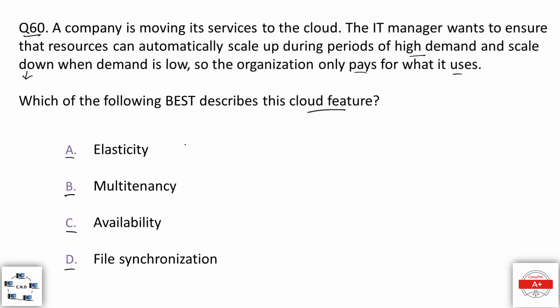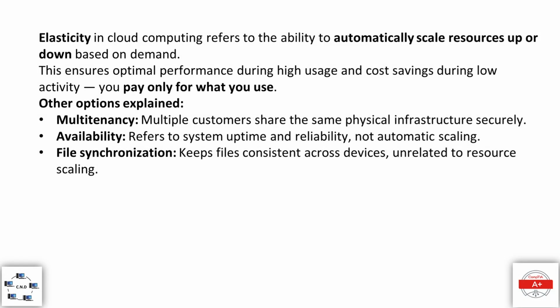And the correct option is option A, elasticity. And the explanation is, the elasticity in cloud computing refers to the ability to automatically scale resources up or down based on demand. This ensures optimal performance during high usage and cost savings during low activity because you pay only for what you use.